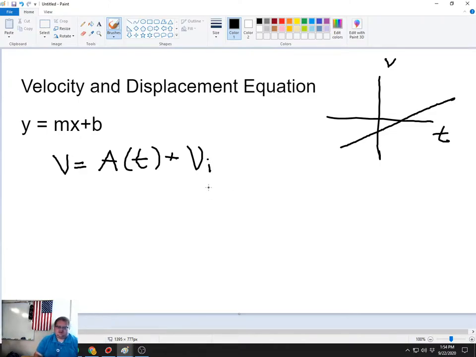And so we get this equation here, that the final velocity, the velocity after some object is accelerating, is going to be the acceleration times the time plus the initial velocity.